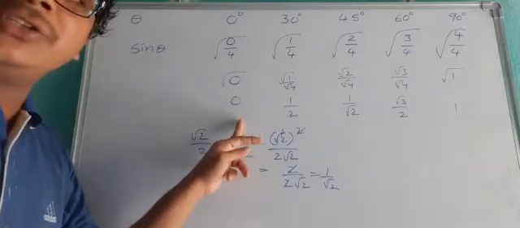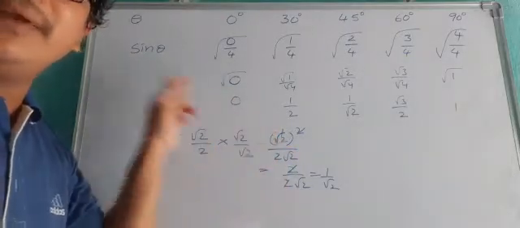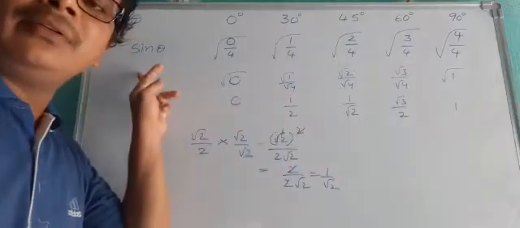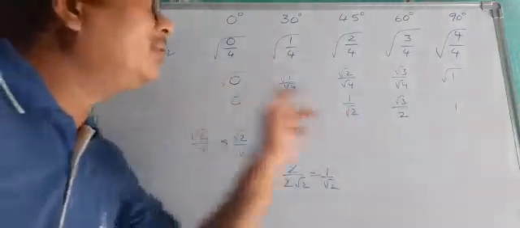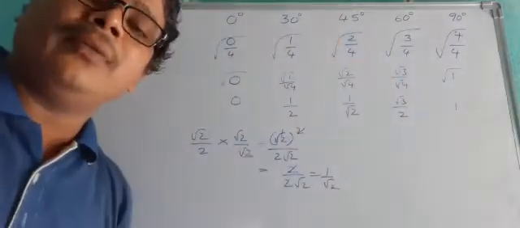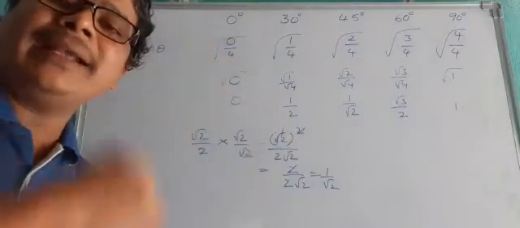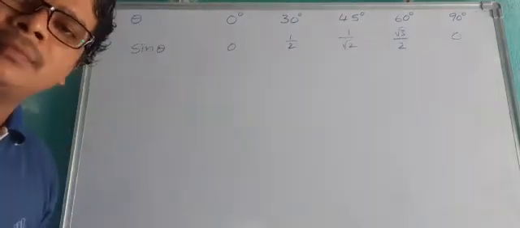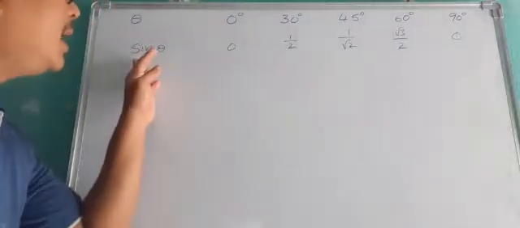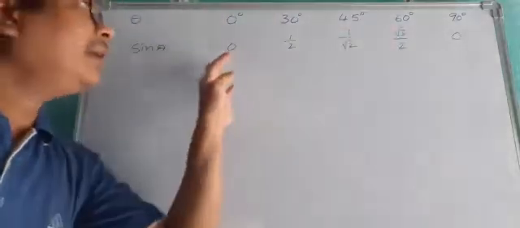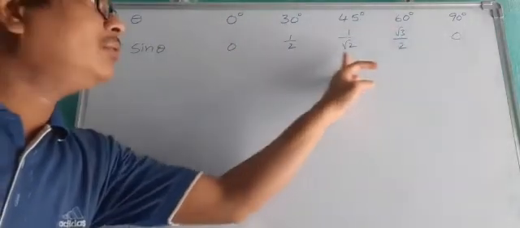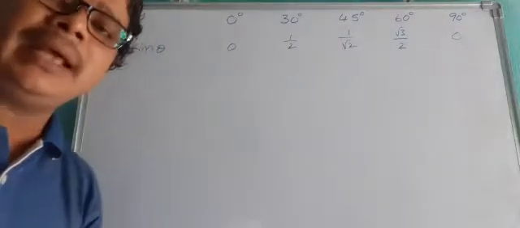Sine 0 is 0. Sine 30 is 1 by 2. Sine 45 is 1 by root 2. Sine 60 is root 3 by 2. And sine 90 equals 1. Now we have to write the remaining ratios. The sine values are 0, 1 by 2, 1 by root 2, root 3 by 2 and 1.